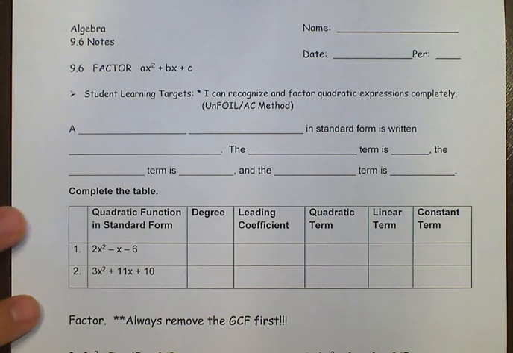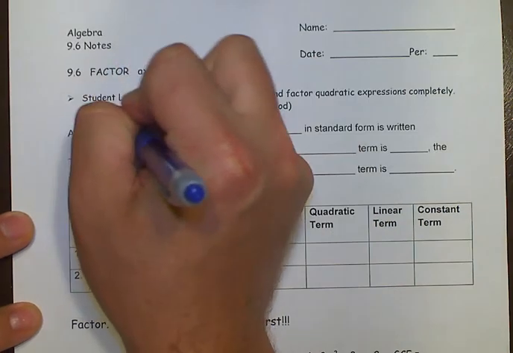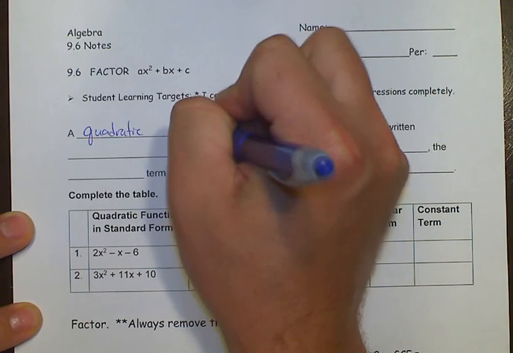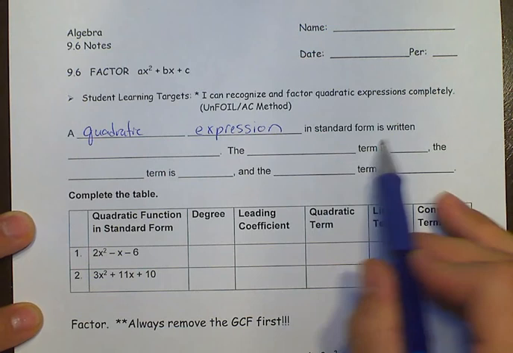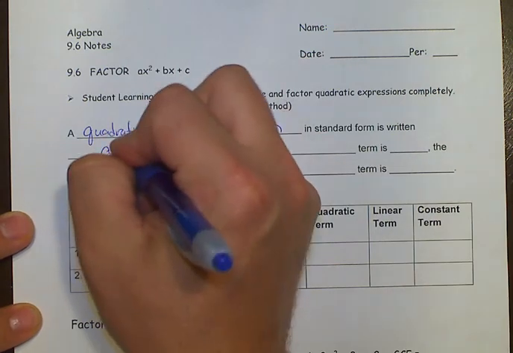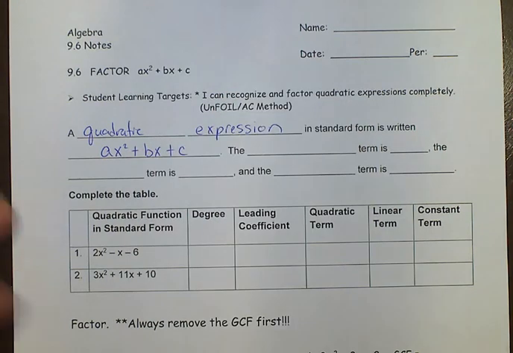Alright, so a quadratic expression in standard form is written ax squared plus bx plus c. Alright, so that's our standard form.